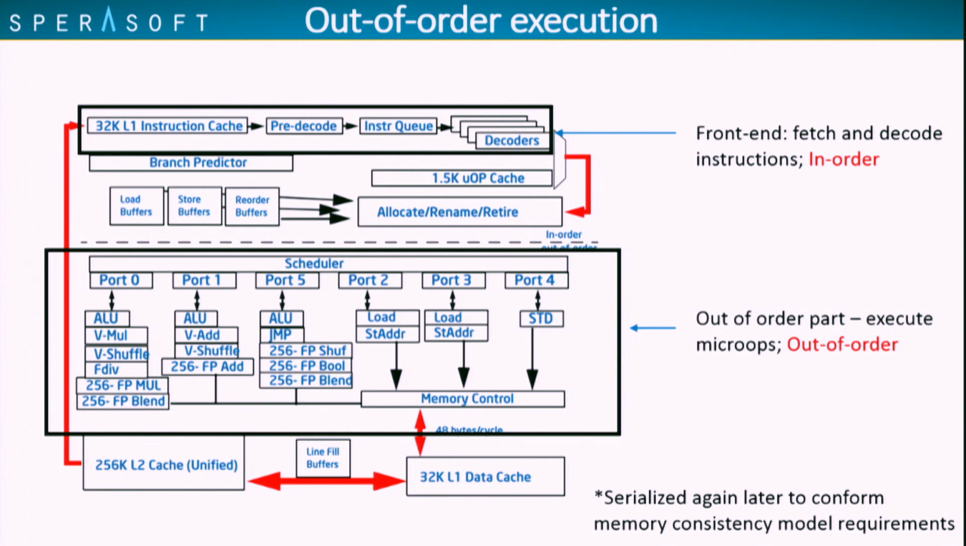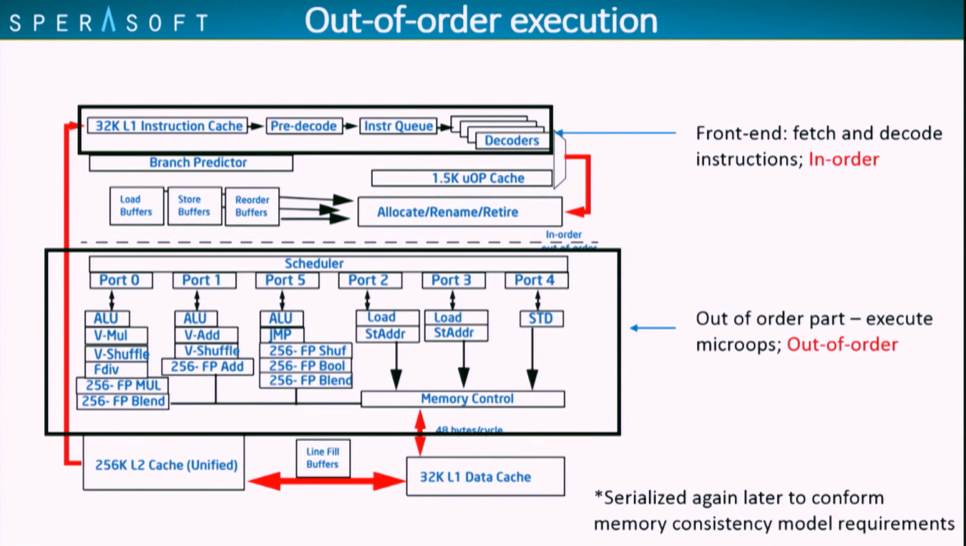But there are two conditions for operations to be executed out of order. The first one is that you have enough execution units, obviously. And the second one, you don't have data dependencies between operations.